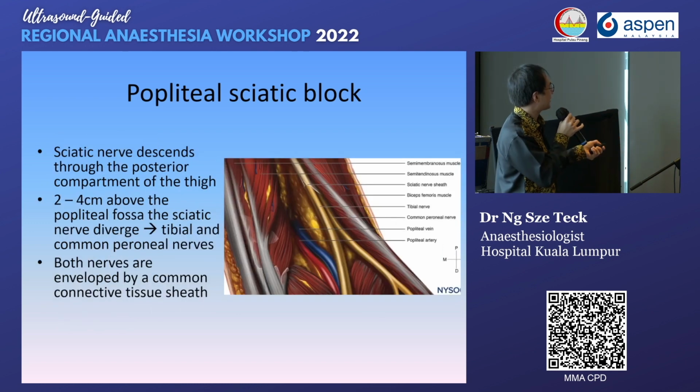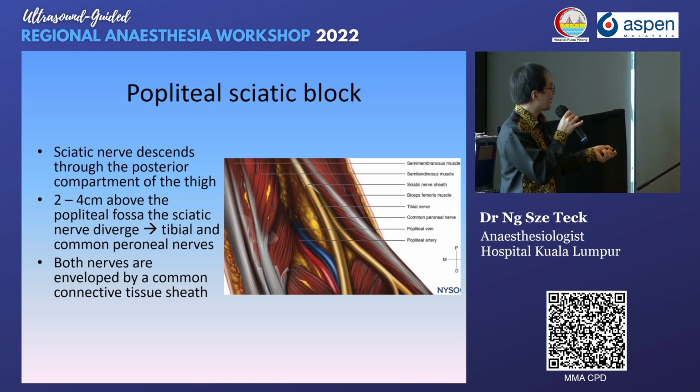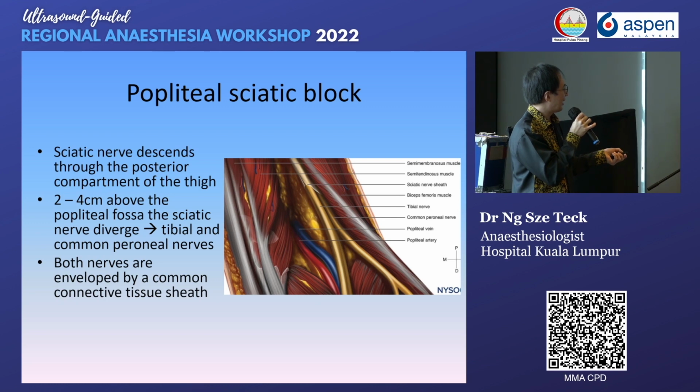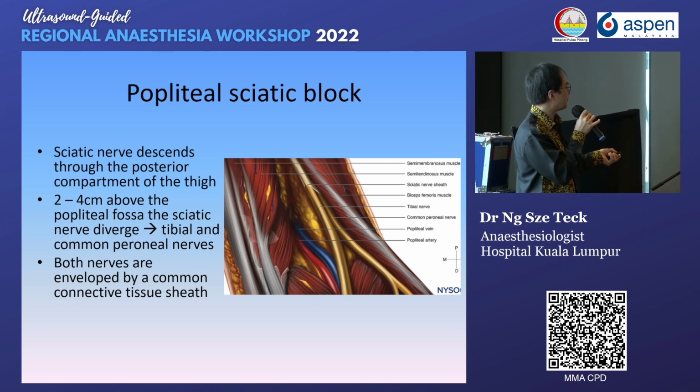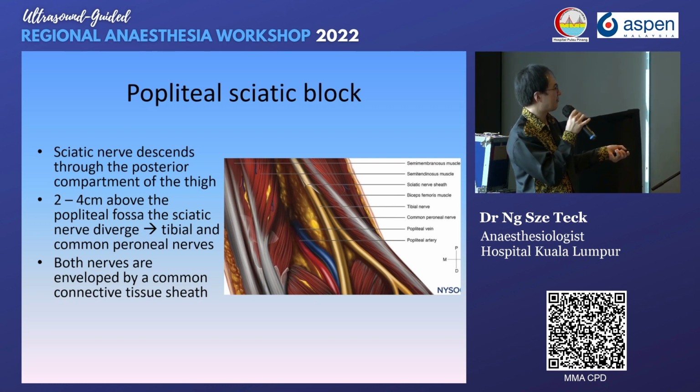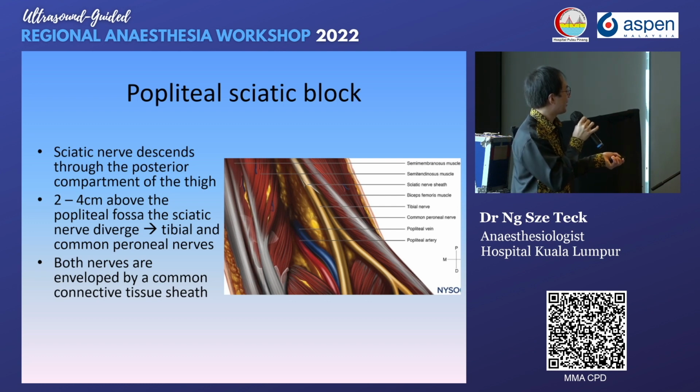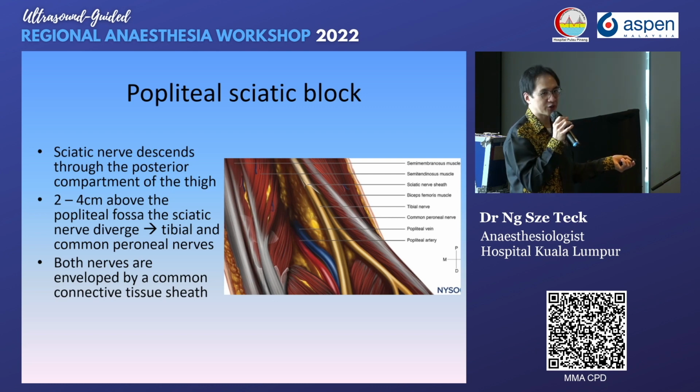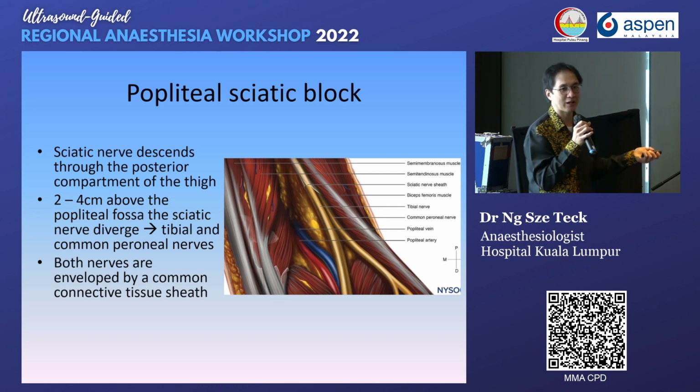So we know that when the sciatic nerve descends through the posterior compartment of the thigh, at about 2 to 4 cm above the popliteal fossa, it will divide into the tibial nerve and the common peroneal nerve. But both of these nerves are enveloped by a common connective tissue. So this is the basis of this block.